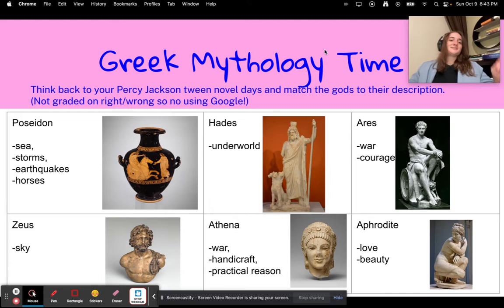All right, so Poseidon, he is the sea, storm, earthquake, and horses god. Mostly we know him because of the sea. Hades, he's in the underworld with his cool three-headed dog. There's Ares, the god of war and courage. There's Zeus, who's the head god. He's of the sky. There's Athena. She's going to be pretty important today. She is the goddess of war, handicraft, and practical reasoning. And then Aphrodite, who is the goddess of love and beauty.